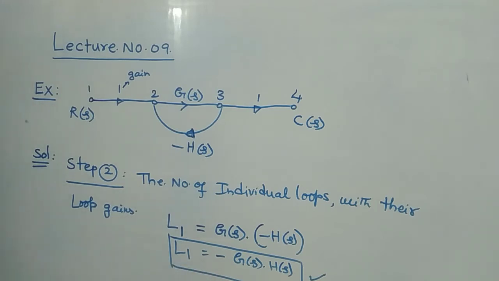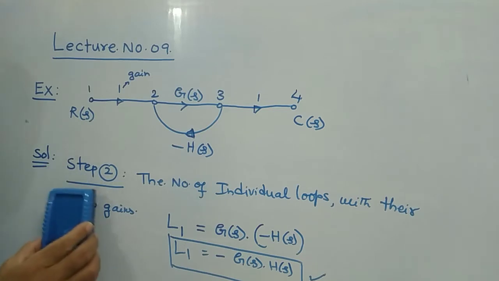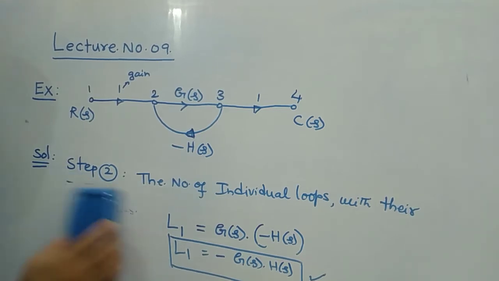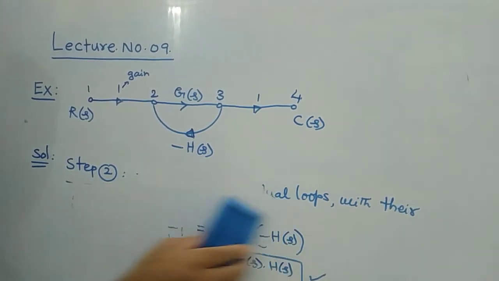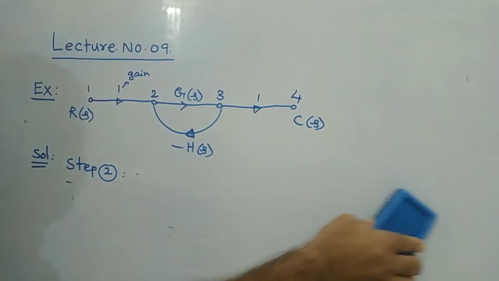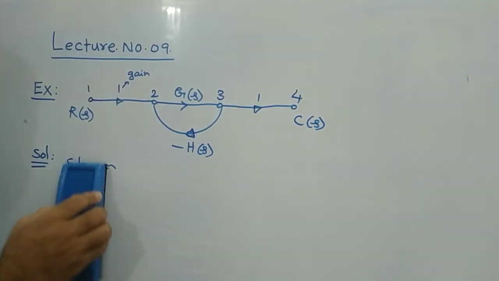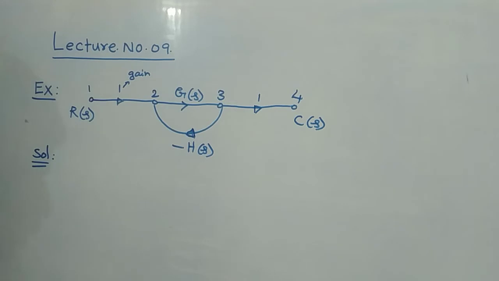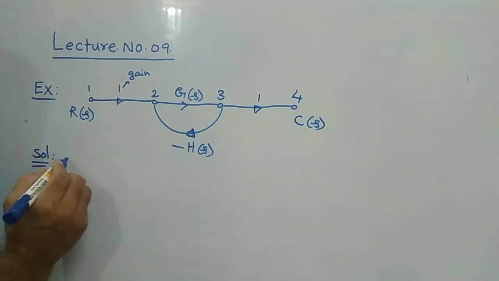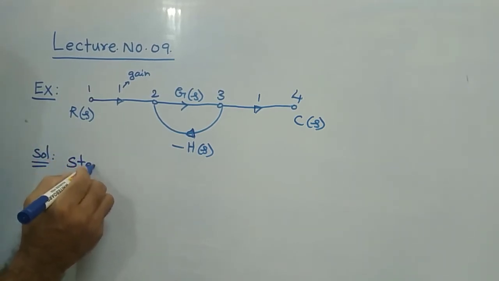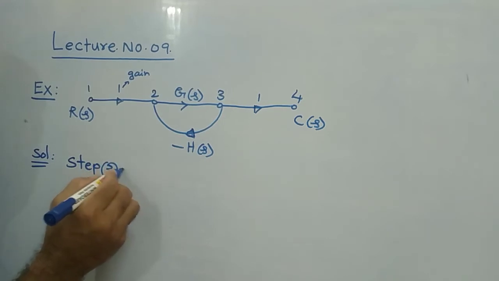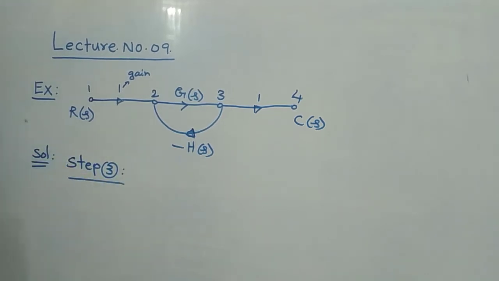Now, coming to step number 3. What is step number 3? I will explain. Your step number 3 describes the number of two non-touching loops and three non-touching loops.